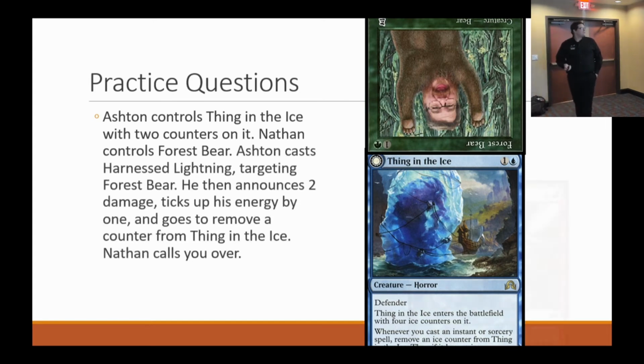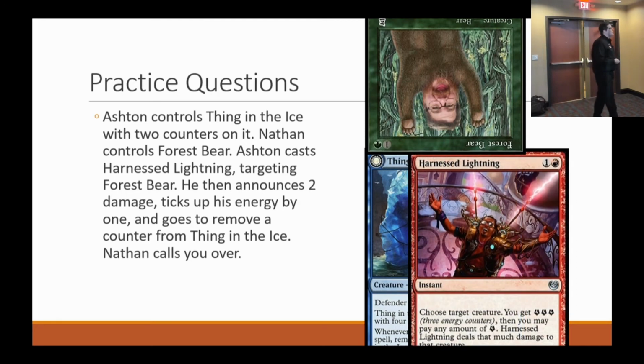Ashton casts Harness Lightning, targeting Forest Bear. He then announces 2 damage, ticks up his energy by 1, and goes to remove a counter from Thing in the Ice. Nathan calls you over. Is this a shortcut? Out of order sequencing? Both or neither. Who wants to take a stab? This one I expect an answer on.